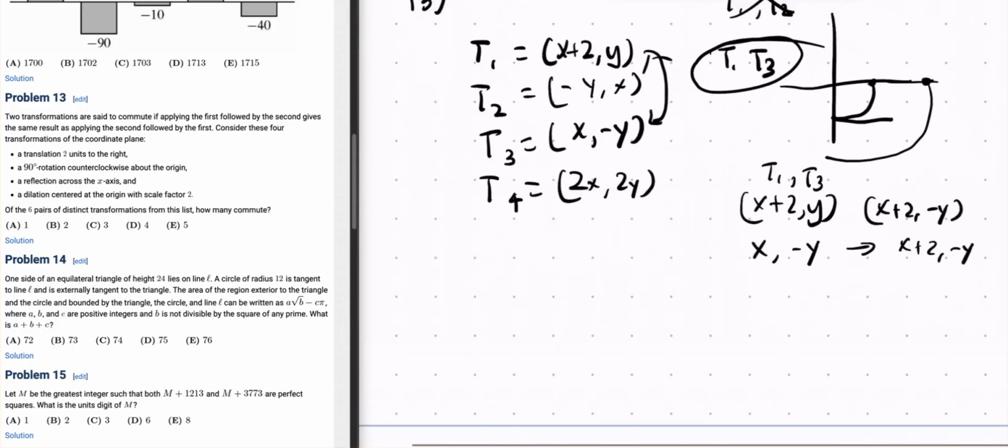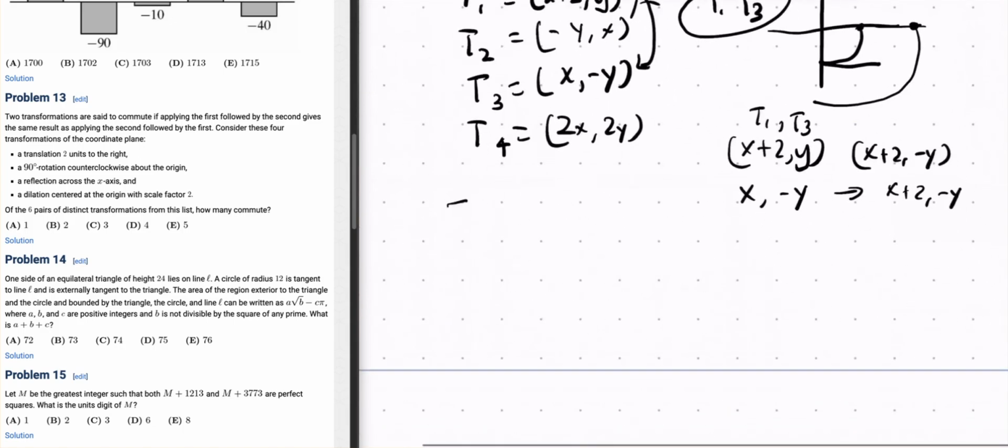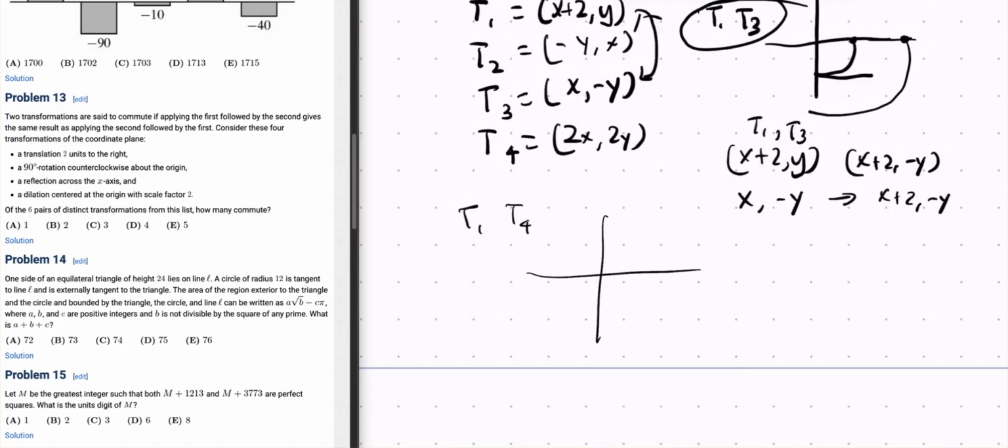Okay, now let's try T1, T4. This is going to be different. For example, if I started one here, and then I moved it this way, and then doubled it over, that'd be different from doubling this and then moving it over 2. So this does not work.